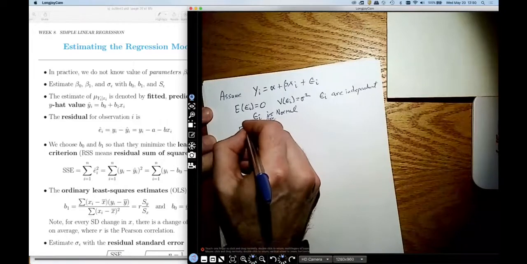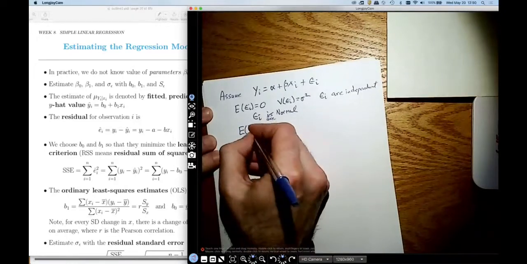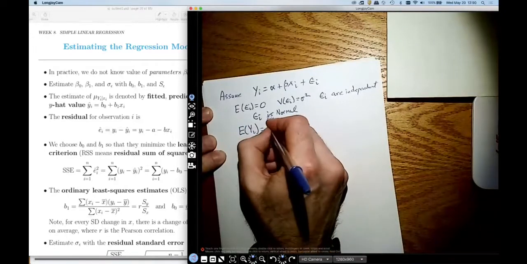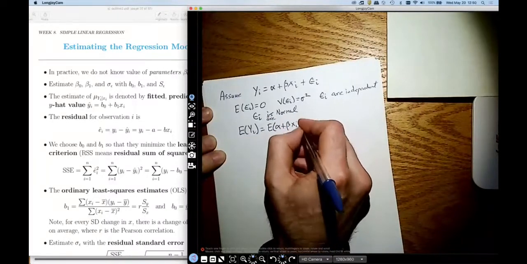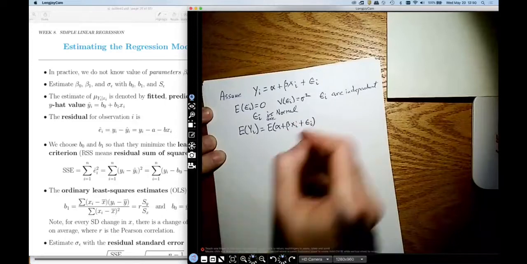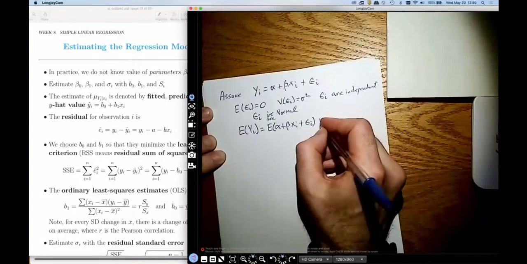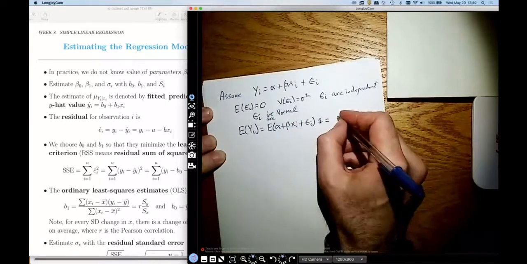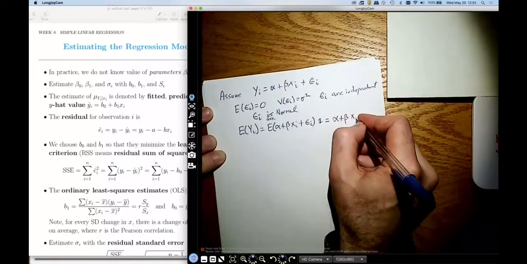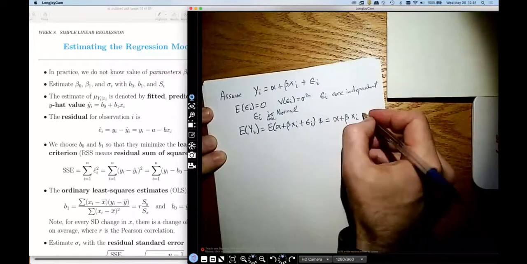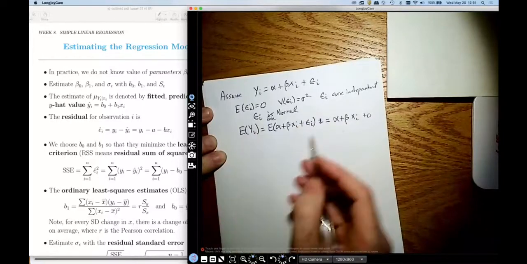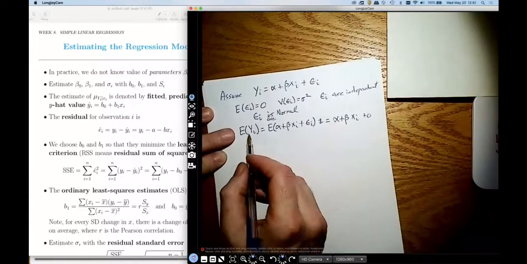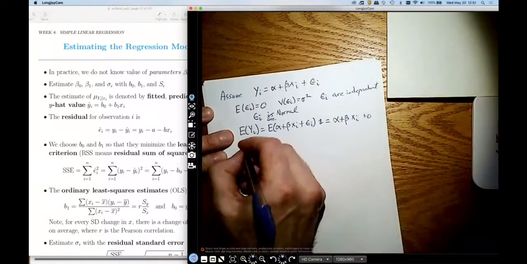So the expected value of a random variable y is going to be the expected value of alpha plus beta x sub i plus e sub i. And so what I want you to notice is that this is simply equal to alpha plus beta x sub i. And you can think of plus 0 if you like, because the mean of these errors is 0. So often we'll need the mean of this, and we just found it.